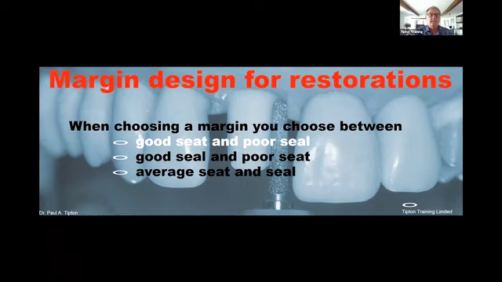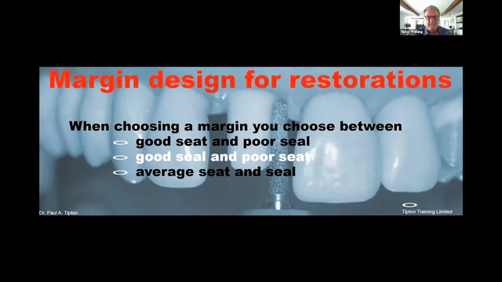So if we need a good seat, we're not too bothered about the seal, then we're going to use a shoulder or traditional chamfer. What about the next one? What about where a good seal is important and you're not too bothered about the seat? So this means that we're sealing well, but from time to time we may need to go in and adjust the occlusal surface for the occlusion, for the bite, once we've cemented it in place. But we've got a good seal.